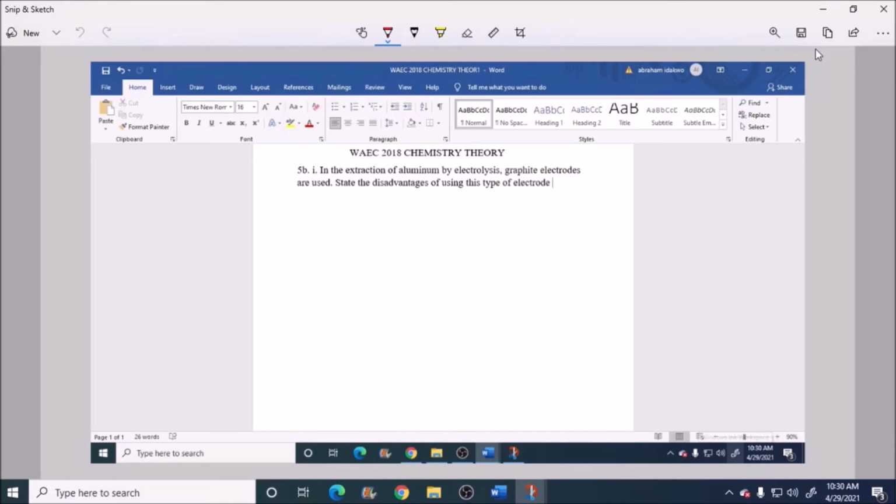Hello, welcome to Tclassified. Today I'll be answering Waec 2018 chemistry theory. Question 5b Roman figure 1 says, in the extraction of aluminium by electrolysis, graphite electrodes are used. State the disadvantages of using this type of electrodes. That is, using graphite as an electrode in electrolysis in the extraction of aluminium, we have to state the disadvantages of using graphite as the electrode. Then don't forget that this graphite is one of the allotropes of carbon.